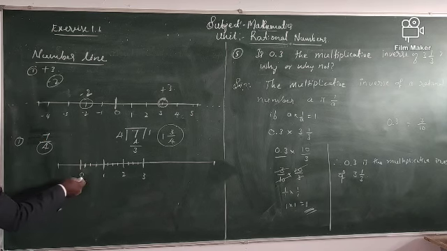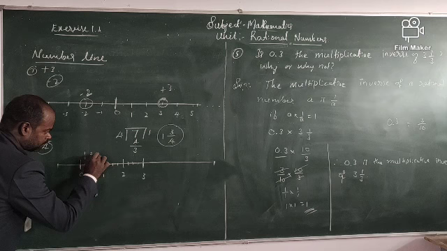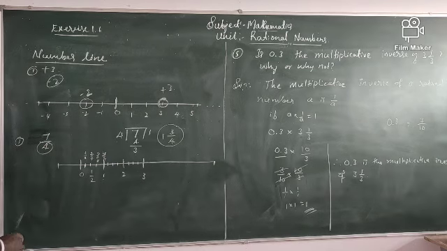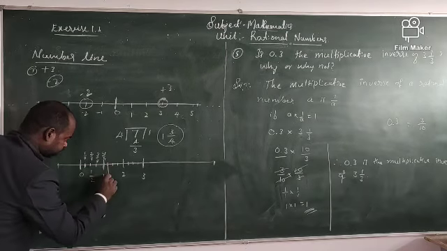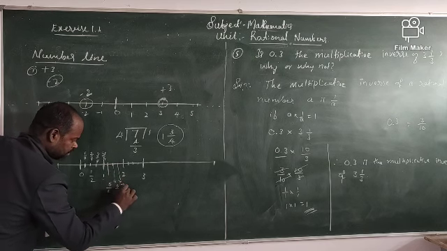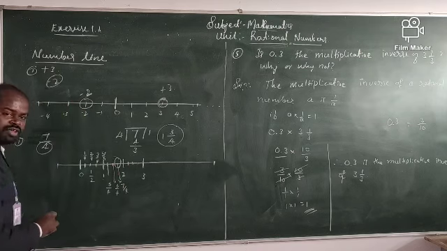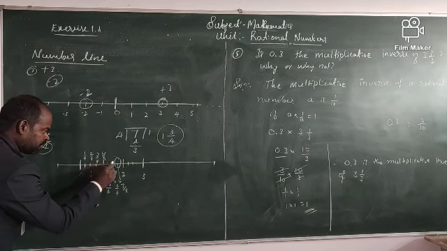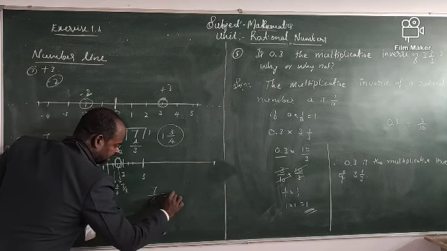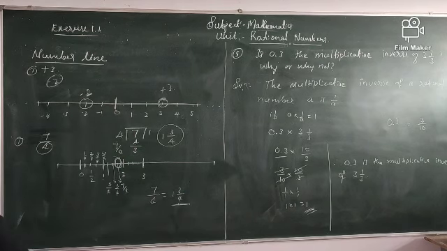This is 1 by 4. This is 2 by 4. This is 3 by 4. This is 4 by 4, which is nothing but 1. 2 by 4 is nothing but half. Next, here is 5 by 4. This is 6 by 4. This is 7 by 4. Do you understand, children? Counting at the place of 7: 1, 2, 3, 4, 5, 6, 7. This is 7 by 4. Also, we can write it as 1 3 by 4. Understand, my dear children?